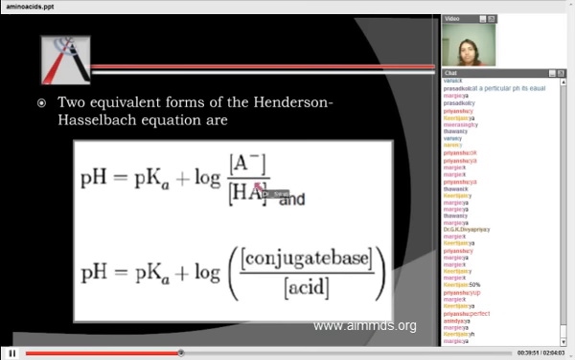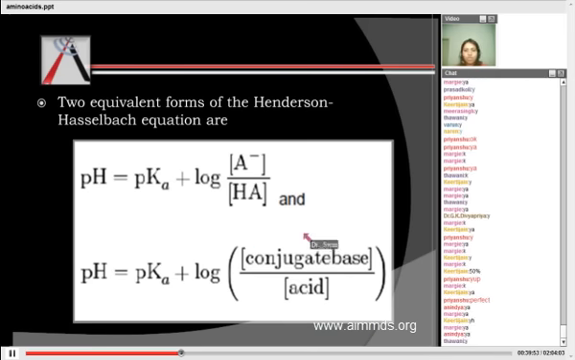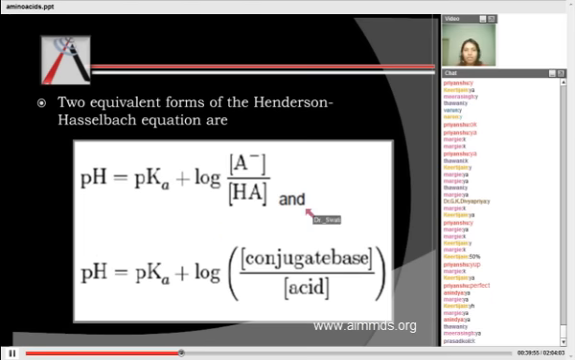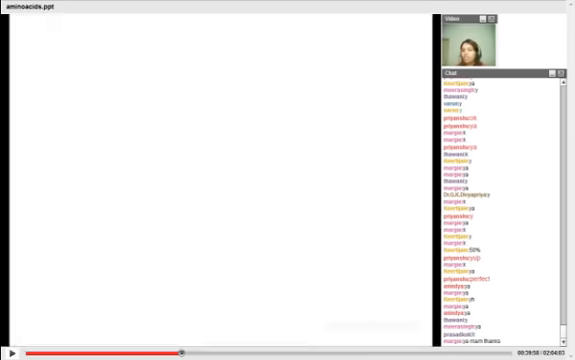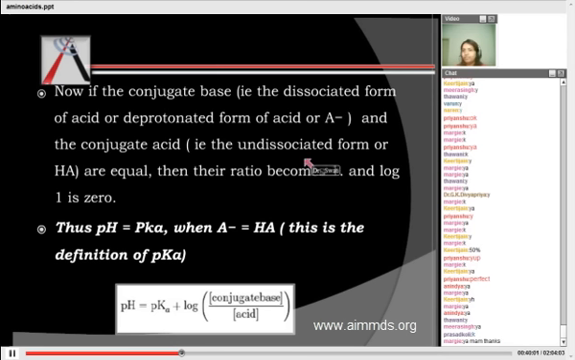Clear? Okay, we need to move ahead. It is nothing but the same thing written in words. So this is what we ultimately get.